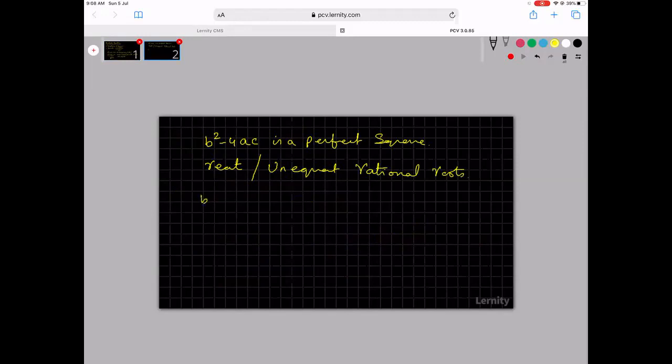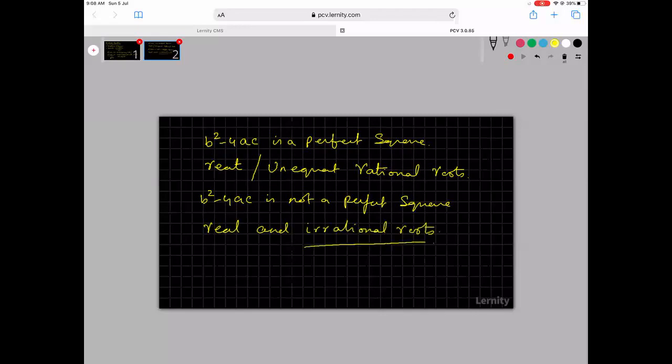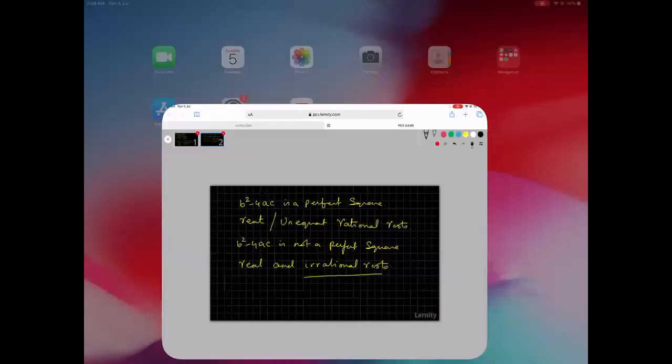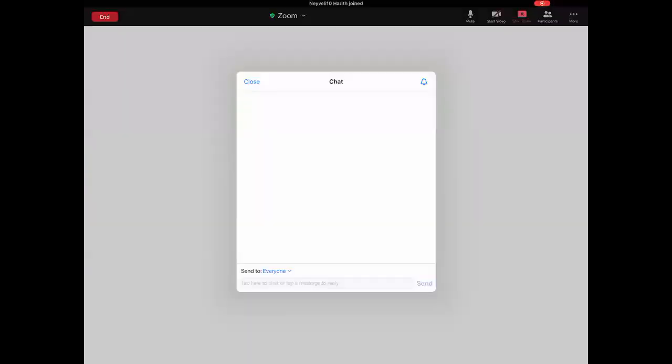Then if b squared minus 4ac is not a square, then we get real and irrational roots. Okay, real and irrational roots. So these are the things that we learned in the last class.